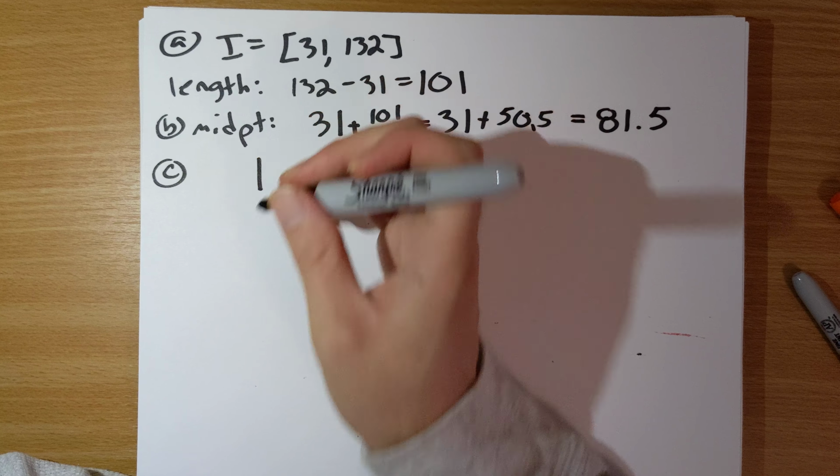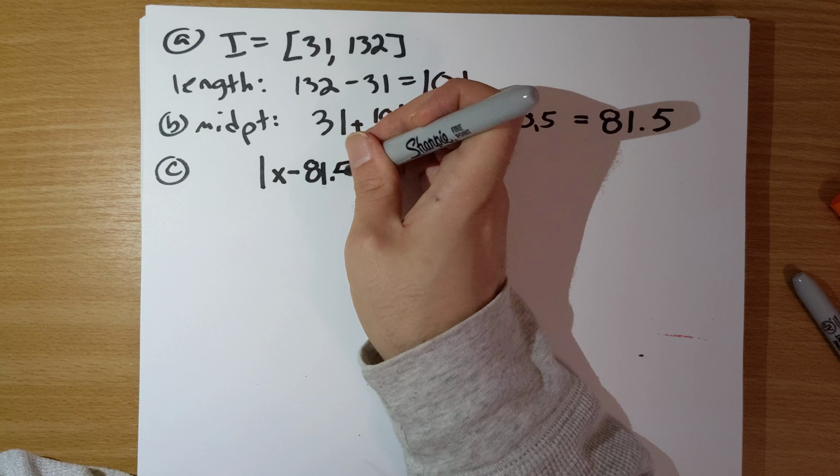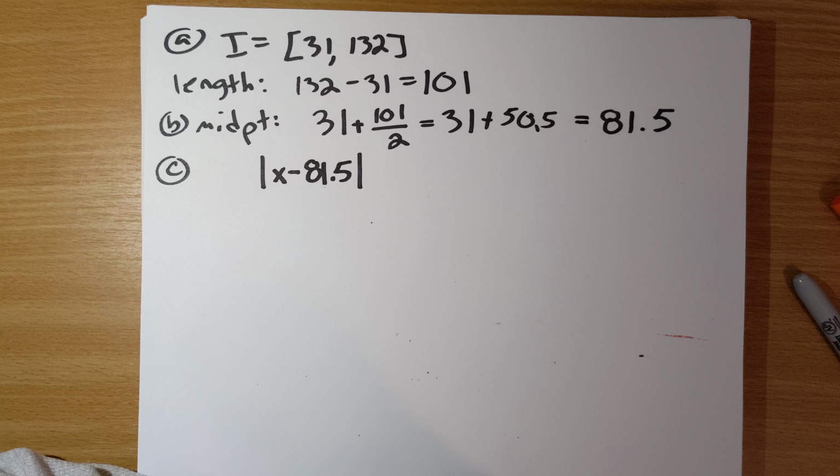We're going to use half of the length and the midpoint here. So the distance from X to the midpoint, absolute value of X minus 81.5, is the distance from X to the midpoint. This needs to be less than half of the length, 50.5. I would suggest, try to reverse engineer things, do what we just did on this slide right here, and see that you get back to the interval from 31 to 132.